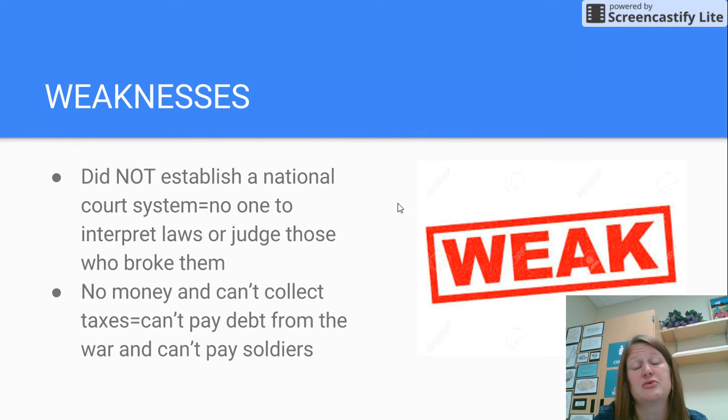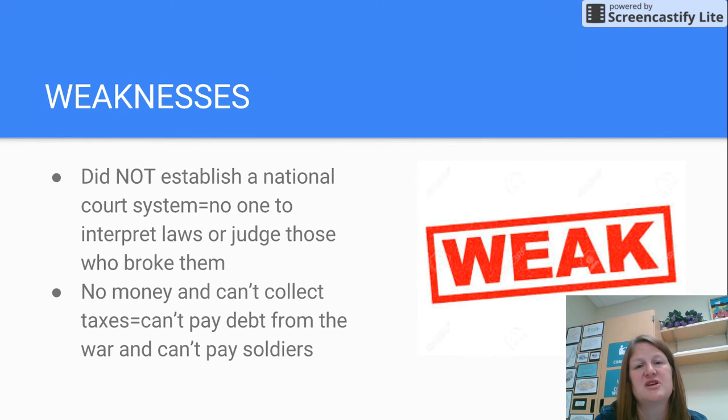And again, I think both of these are really important and show the weakness of the Articles of Confederation. The first is that there was no national court system. There was no Supreme Court. There were no national judges. So even if somebody did something wrong, there was no way to put them on trial. There was no way to do a hearing. There was no way to really enforce the laws that Congress made. So no Supreme Court, no president, just a Congress. Again, just another really powerful example of how very weak this Articles of Confederation was.